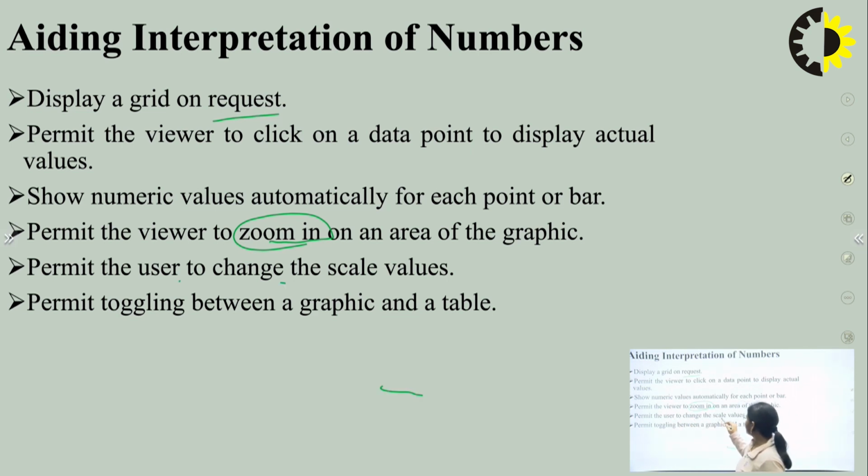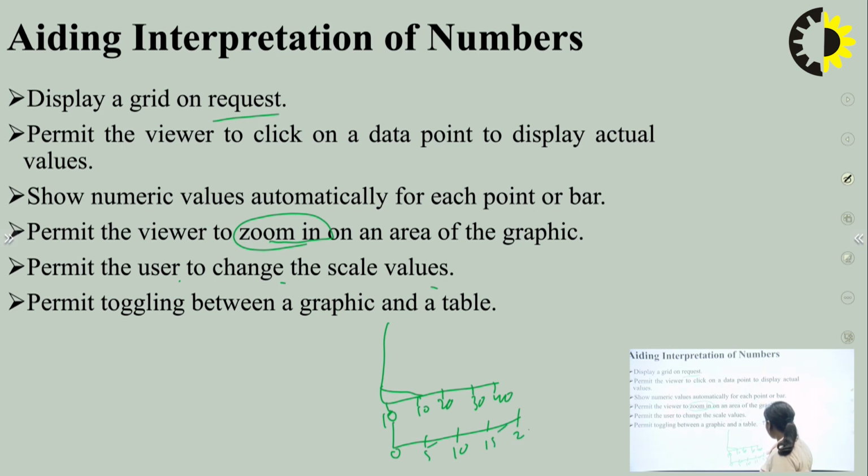Permit the user to change the scale value. It is also required that the user is permitted to change the scaling. That means if the graph is shown with 0, 10, 20, 30, 40, but according to the user, if he wants to change the scaling to 0 to 5, 5 to 10, 10 to 15, 15 to 20.